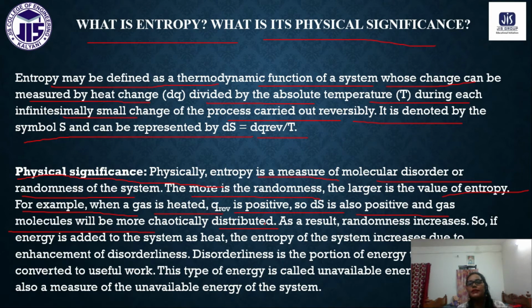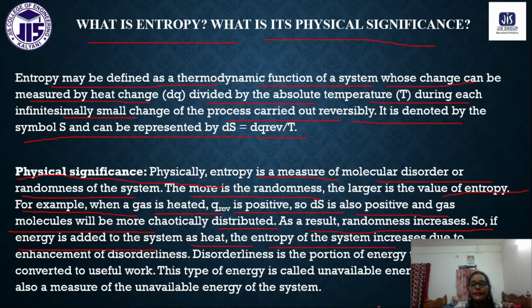While we are heating the gas, the volume becomes larger. So the molecules can move randomly, and they get more space to move. That is why they are more chaotically distributed when we heat any gas. As a result, the randomness increases. So if energy is added to the system as heat, the entropy of the system always increases.